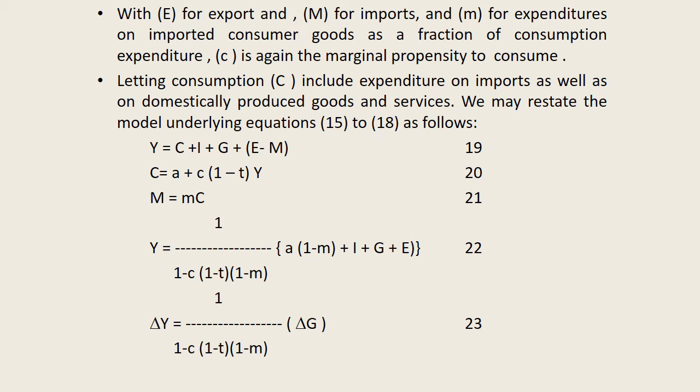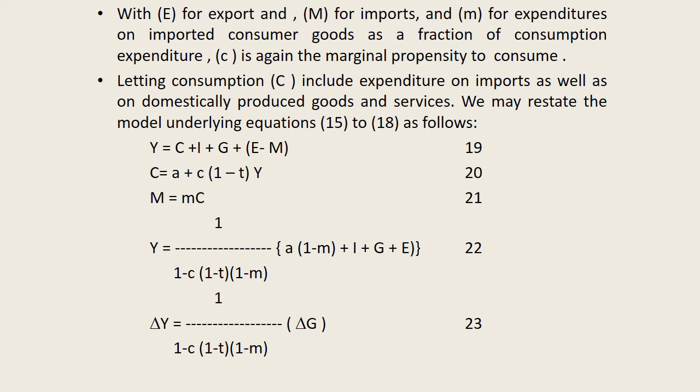Suppose that E is export and M is import, and m small is expenditure on imported consumer goods as a fraction of consumption expenditure. C small is again marginal propensity to consume. هنفترض يا جماعة عندي E اللي هي الاكسبورت الصادرات، وM الامبورت، وm small اللي هو الانفاق على السلع الاستهلاكية المستوردة كنسبة من الانفاق الاستهلاكي، وc small اللي هي الميل الحدي للاستهلاك.